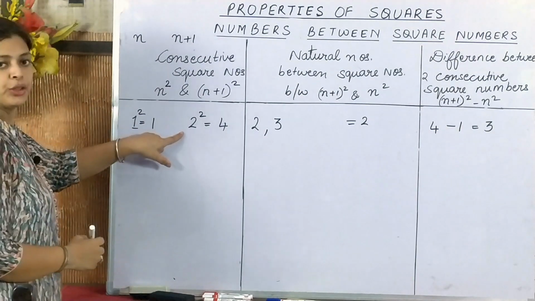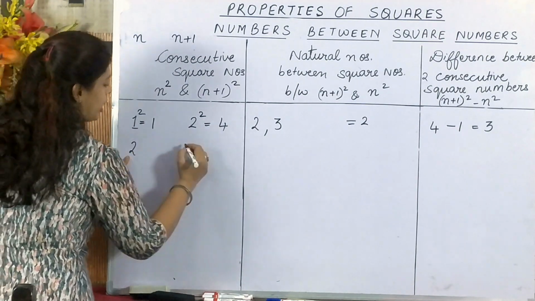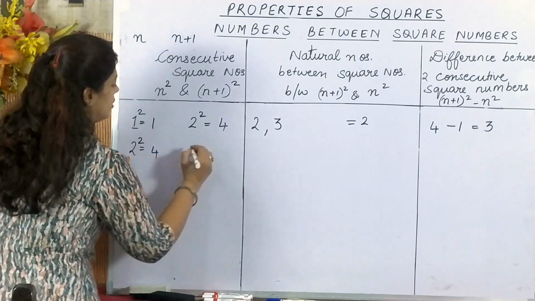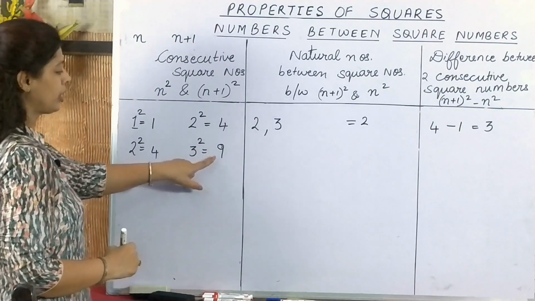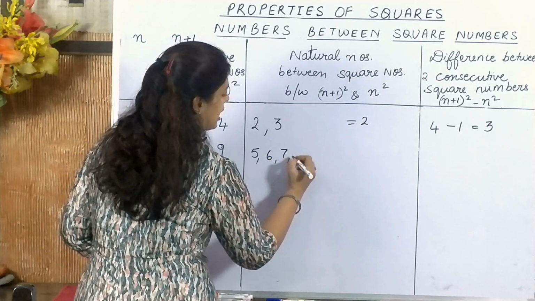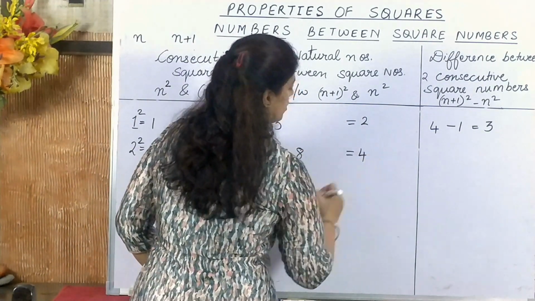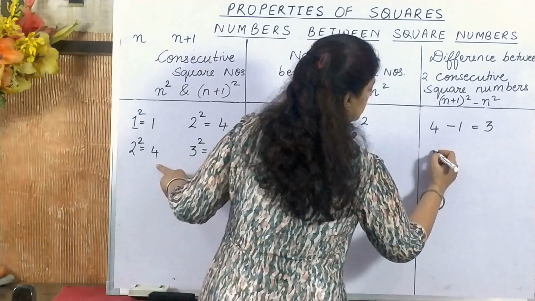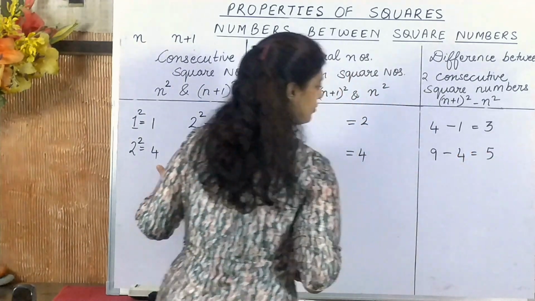Next set of consecutive natural numbers, over here n is 2 now, so n plus 1 will be 3. So 2 square is equal to 4, 3 square is equal to 9. So between 4 and 9 how many numbers lie? 5, 6, 7, 8. Total of 4 numbers. And what is the difference? Difference is 9 minus 4, which is equal to 5.